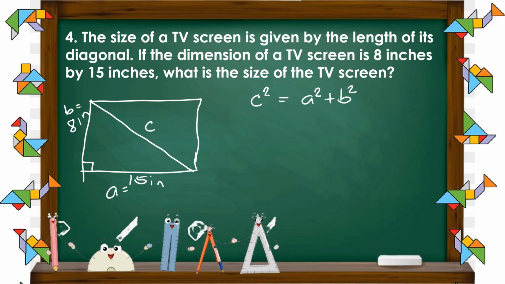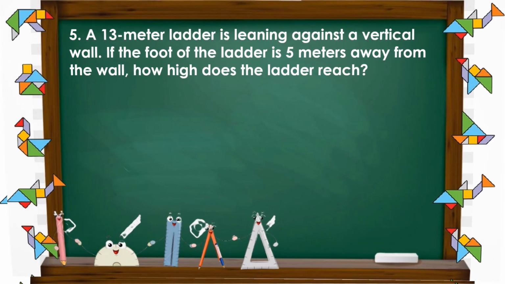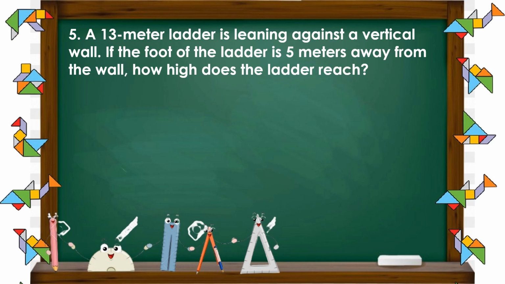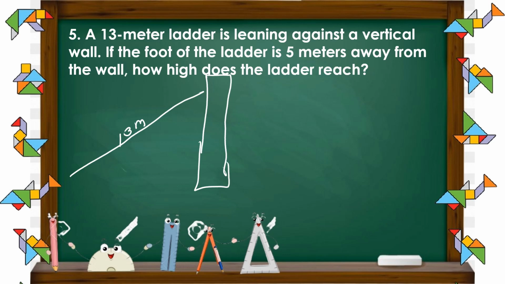So number 5, you have here a 13-meter ladder leaning against a vertical wall. If the foot of the ladder is 5 meters away from the wall, how high is the ladder? So here we have a 13-meter ladder leaning against a vertical wall. So maybe this is the wall. And then this is the foot of the ladder, this one.